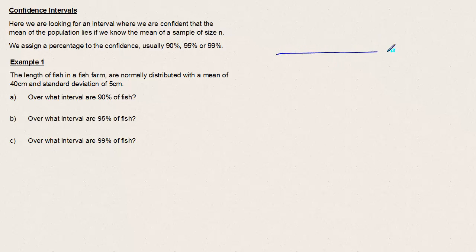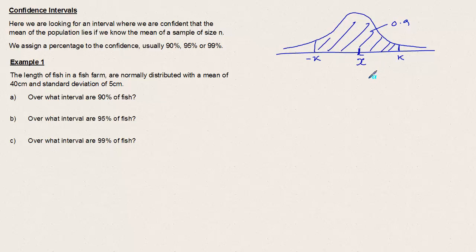So what we're saying here is that we calculate the sample mean just here. And then, assuming a normal distribution, we can say that we are confident to a certain percentage that the population mean will lie within a range from, say, -k to k. So, if the area here is 0.9, that's a 90% confidence interval.